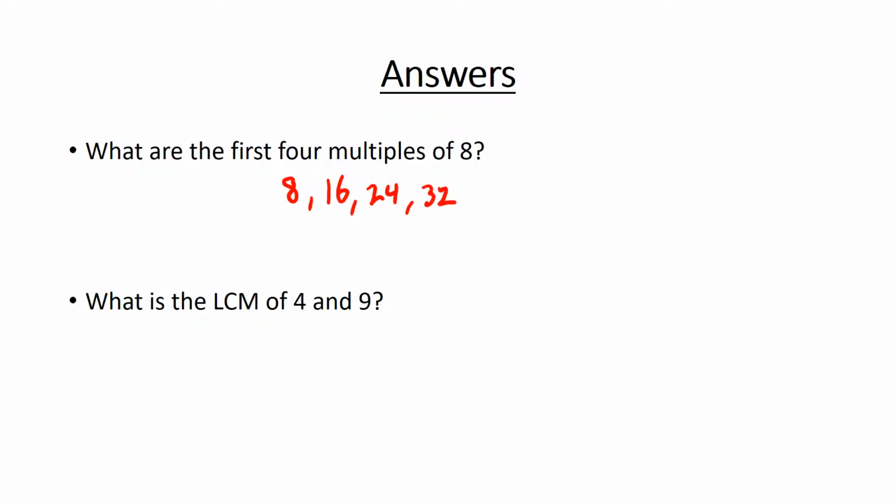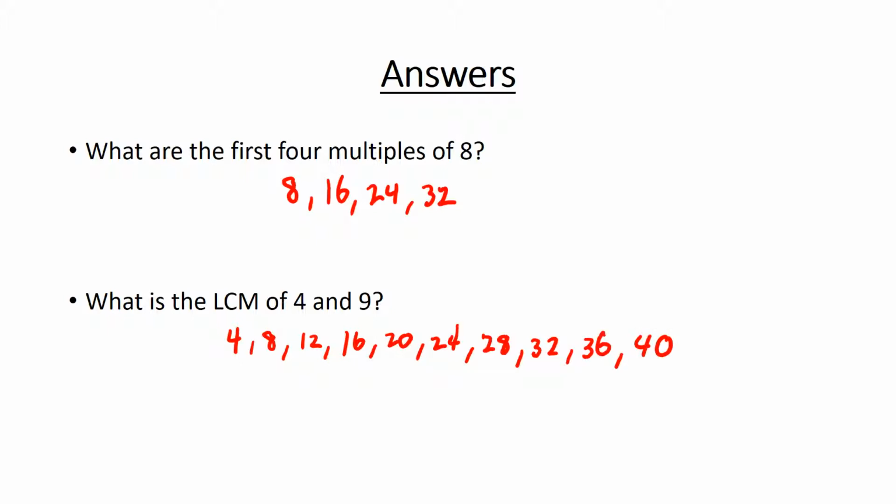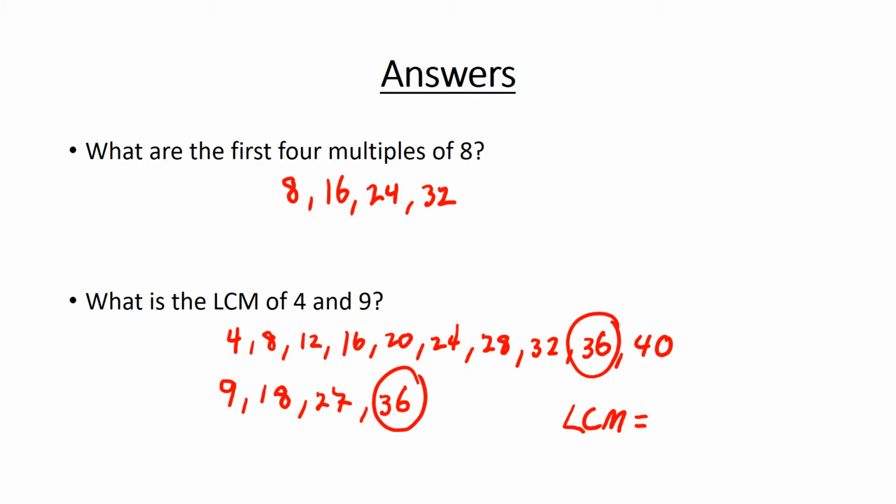The lowest common multiple of 4 and 9, I'm going to write out the 4 times tables first. And I'll stop at 40. Then I'm going to write out the 9 times tables: 9, 18, 27, 36. I can see that I've got a common number here, which is 36. Therefore, the lowest common multiple, because it's the first common number, is actually 36.